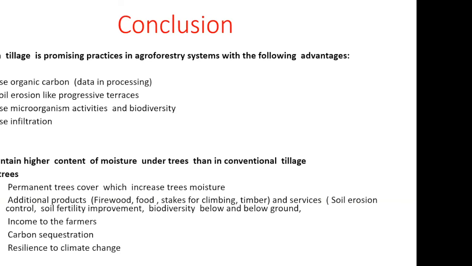And we have a permanent tree cover as the trees remain on the field, and during the dry season they protect the soil. We also have additional products, which is very important. We feed the drivers for adoption: firewood, food, stakes for climbing, and services like erosion control, soil fertility, and biodiversity below and above ground. You have income for the farmer. For example, if you grow fruit, the farmer gets more income. The firewood they can sell. Stakes for climbing they can also sell if they have access. You also have carbon sequestration.